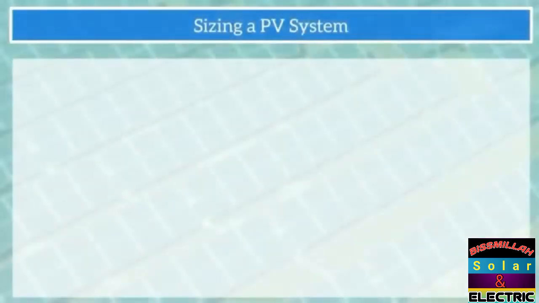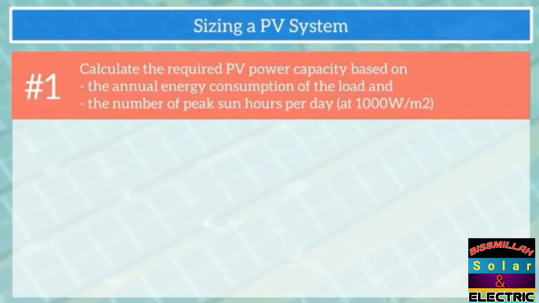Sizing a PV system involves a number of steps. The first is to determine the required PV power capacity based on the energy consumption of the load and the number of peak sun hours per day, that is at 1000 watts per meter squared, at the location in question. Let's look at an example.